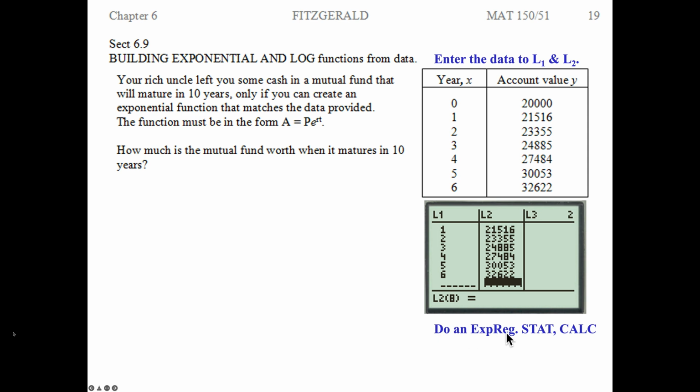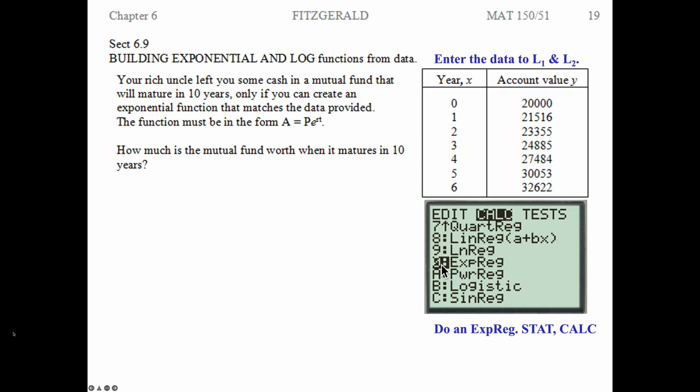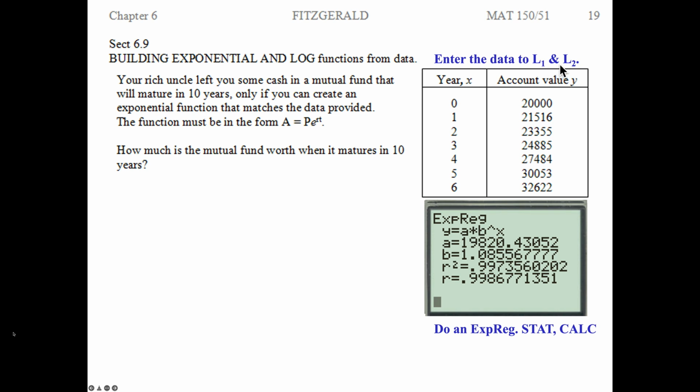We are going to do an exponential regression. So we're going to go stat, calc, and we're going to choose 0. We've got to scroll down until you find ExpReg, exponential regression. All right, so L1 and L2, those are your displays. That should be defaulted. Go ahead and calculate it. And don't forget, if you wanted to see the graph, you can go ahead and save it in Y1.